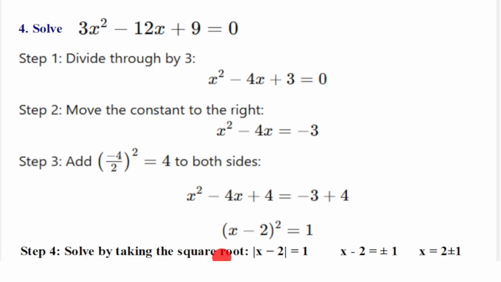Then step 4. Solve by taking the square root on both sides. The absolute value of x minus 2, and the square root of 1 is 1. By the rule of absolute value, we get x minus 2 is equal to plus or minus 1, and when we solve for x, we get x is equal to 2 plus or minus 1. Then when we add, we get x is equal to 3, and when we subtract, x is equal to 1. Therefore, the solution set is 1 and 3. 5.